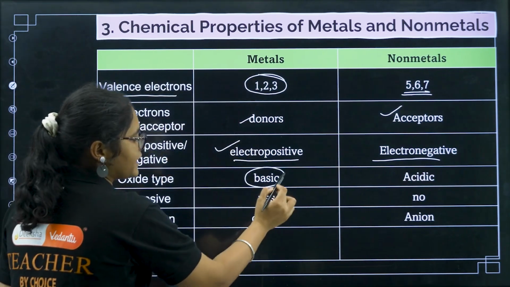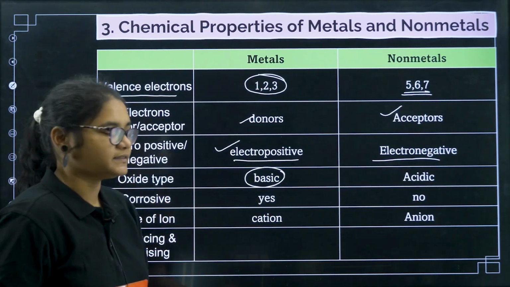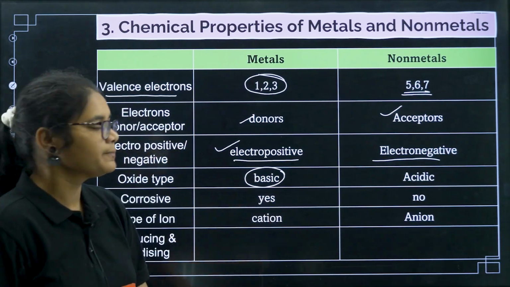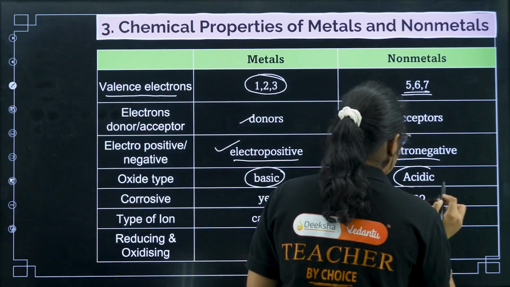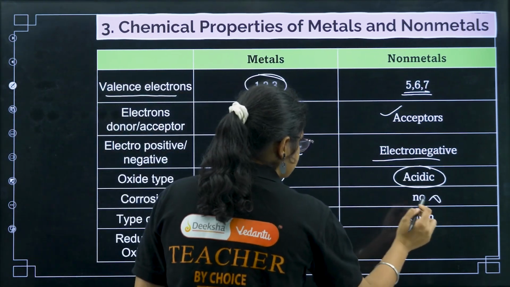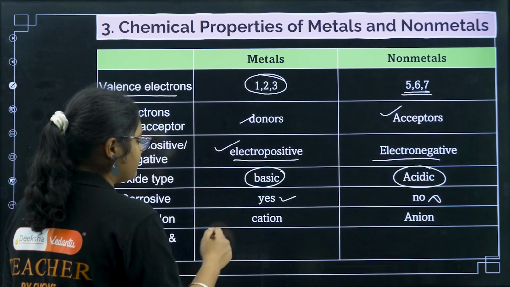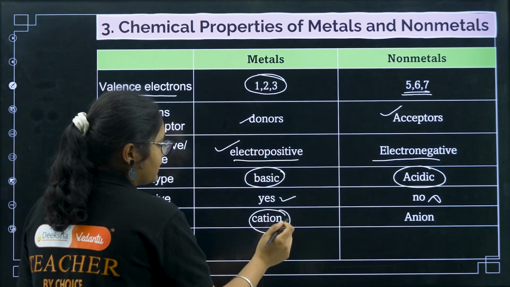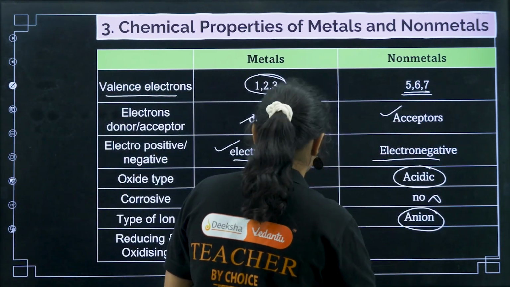Now generally, when metals react with oxygen they form metal oxides, and these metal oxides are basic in nature, and the oxides of non-metals are acidic in nature. Then metals are corrosive, non-metals are generally non-corrosive. Because metals lose electrons, they form cations, and because non-metals gain electrons they form anions.